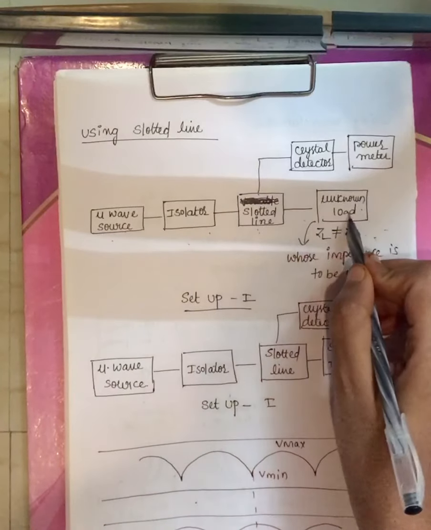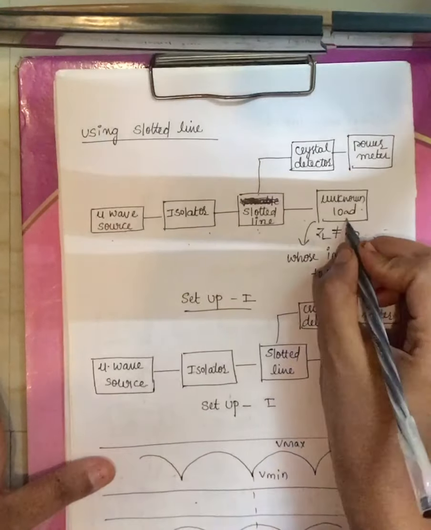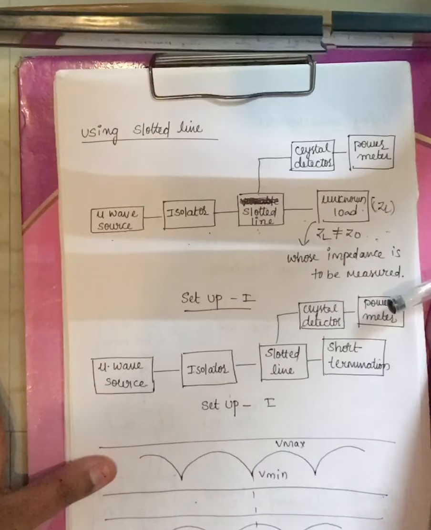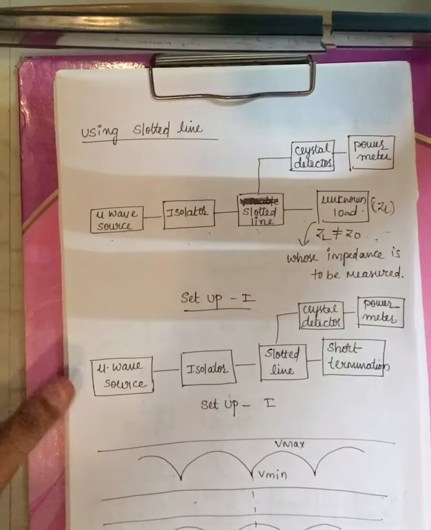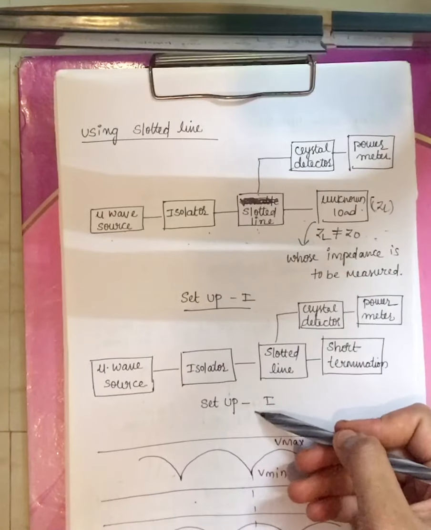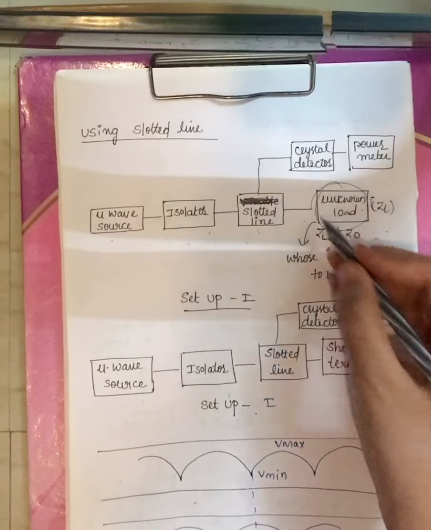The slotted line is terminated with some load, some termination, under your microwave test bench. Here we are terminating the slotted line with an unknown load, denoted by ZL. Here also ZL not equals to Z0, load impedance not equal to source impedance. Now we have to measure ZL. This is setup 1 and this is setup 2. Using these two setups, we have to measure the unknown impedance ZL.